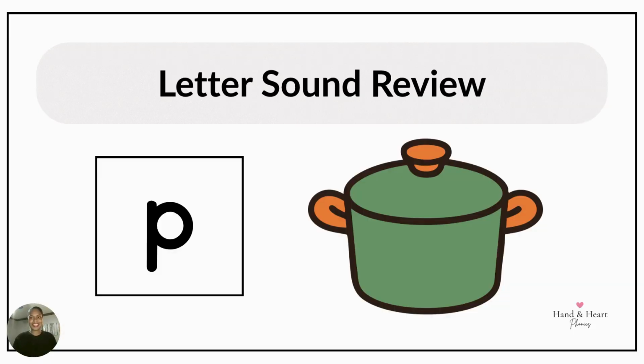Our first letter is the letter P. The letter P says P as in pot. Listen to that again. P, P. See how I put my lips together? P, P, P, P, pot. Would you like to try? Go ahead. Very good. Again, P. Say that with me. P. Very good. The letter P says P as in pot.